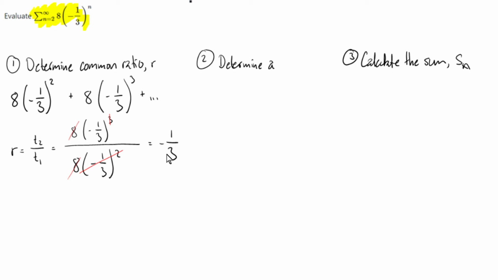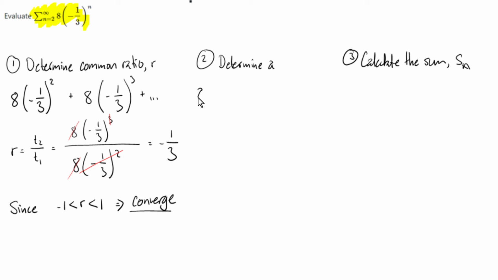Now, since r is greater than negative 1 but less than 1, it means that this infinite series will converge. So that's our r.